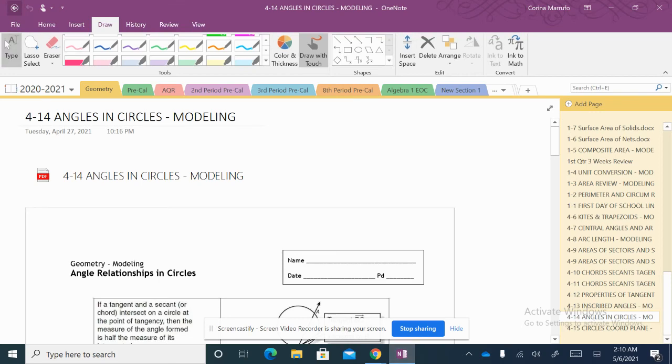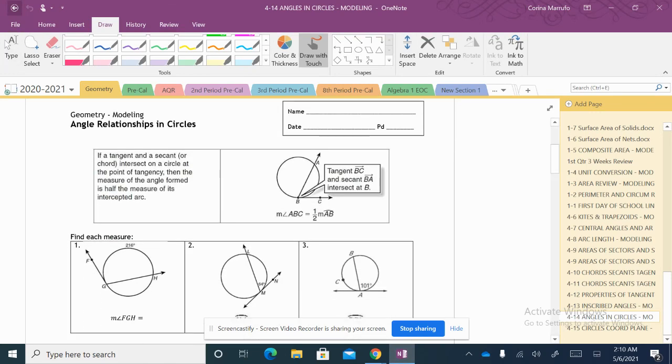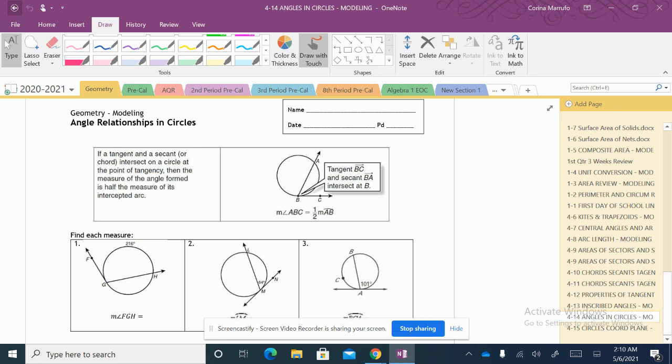All right, for our next topic, we're going to be covering more angle relationships in circles. So the first one is going to be if a tangent and a secant, or a chord, intersect on a circle at the point of tangency, then the measure of the angle formed is half the measure of the intersected arc.